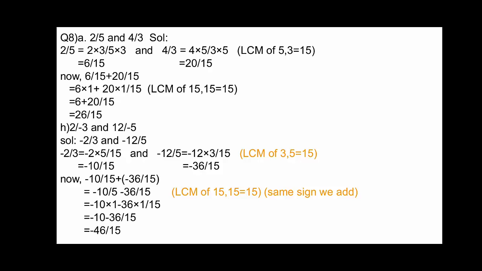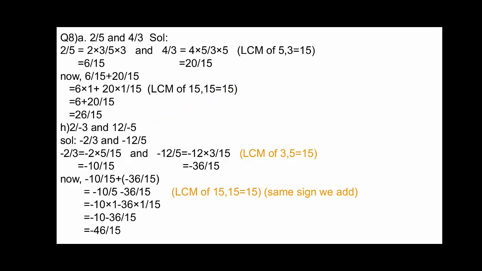Now for the first fraction you have to multiply with 3 because 3 5 is 15, and for the second fraction you have to multiply with 5 because 5 3 is 15. So which will give you 6 divided by 15 and 20 divided by 15. Now these are like rational numbers, we can add them. The LCM will be again 15 of the denominator. So 6 plus 20 will give you 26 divided by 15.